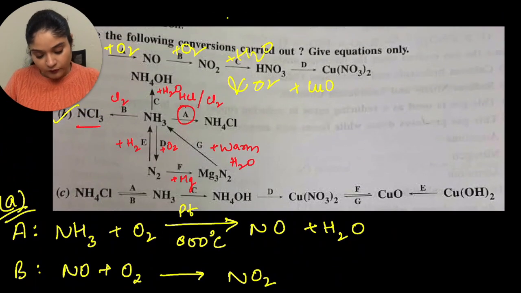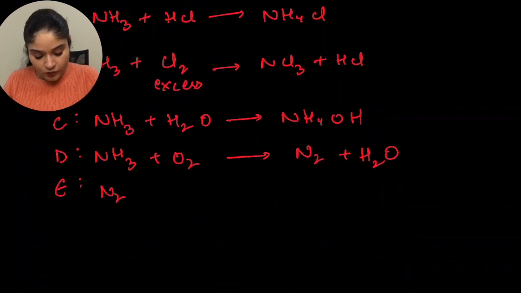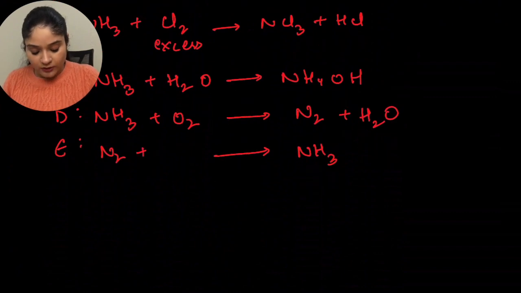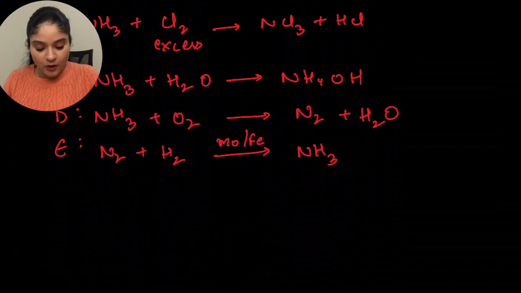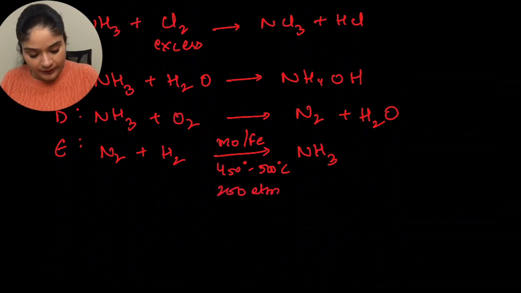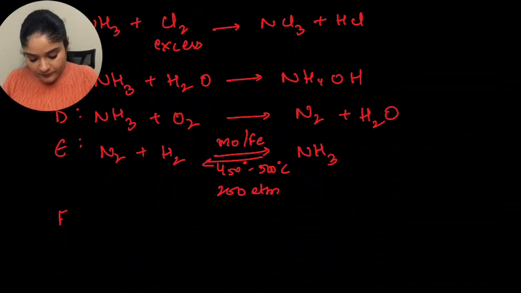Alright, so E was from nitrogen you're trying to reach ammonia. So how would you do that? It is very simple. That is Haber's process reaction. That is nitrogen plus hydrogen in the presence of molybdenum or iron at 450 degrees Celsius to 500 degrees Celsius at 280 atm. That gives you ammonia, and that's a reversible reaction, so you have to make sure you make that arrow. So that is done. Let's move to F.